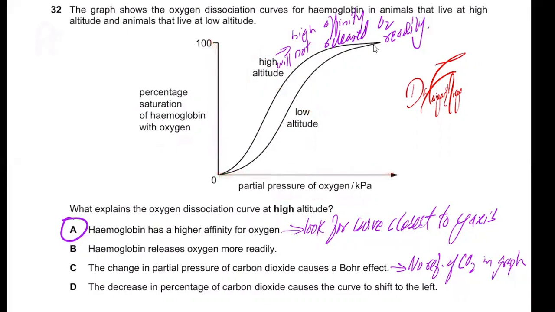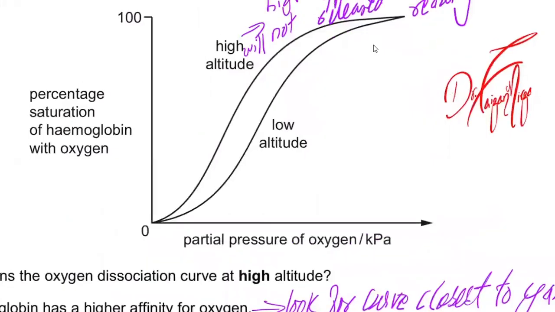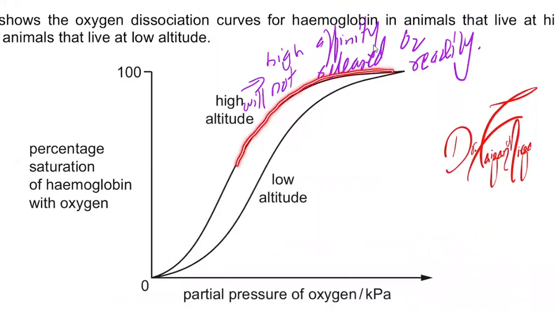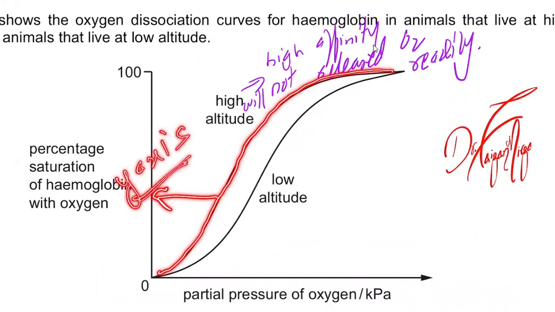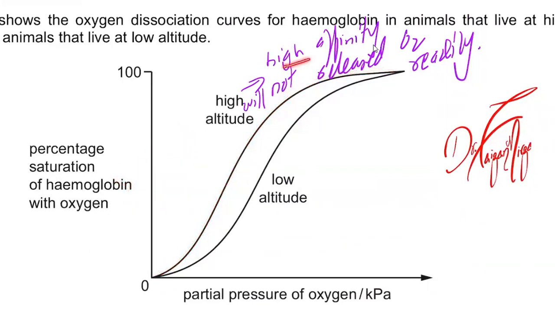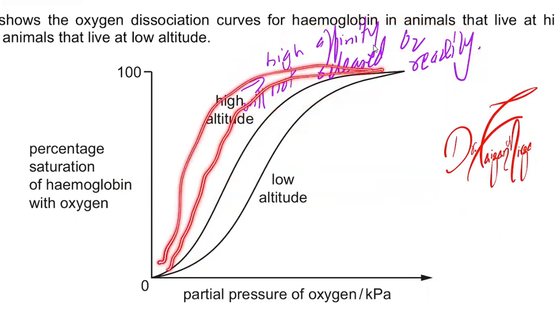Now, whenever such curves are given to you, there's a basic fact that I ask my students to just keep in mind. If the curve is closer to the y-axis, you can see this curve is quite close to the y-axis, this dissociation curve being closer to the y-axis shows a very high affinity of that hemoglobin with oxygen. And high affinity for oxygen means that oxygen will not be released readily. For example, if I had another curve here, I would mention that this curve, which is closest to y, is having the highest affinity for oxygen. It would not release oxygen readily.